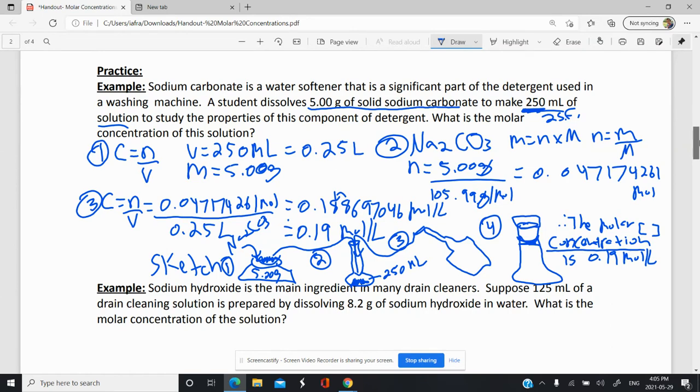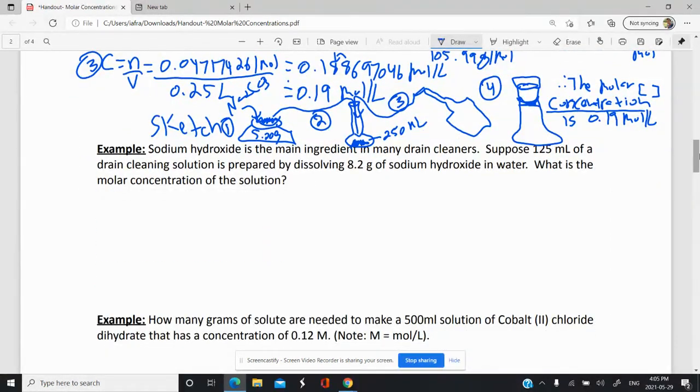Another example here. Sodium hydroxide is a main ingredient in many drain cleaners. Suppose 125 mL of a drain cleaning solution is prepared by dissolving 8.2 grams of sodium hydroxide in water. What is the molar concentration of the solution? So it's the same idea as the previous question. You can even pause the video and try it yourself.